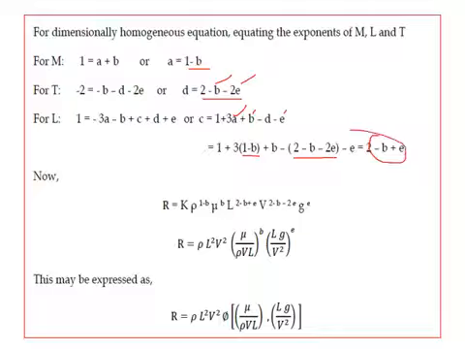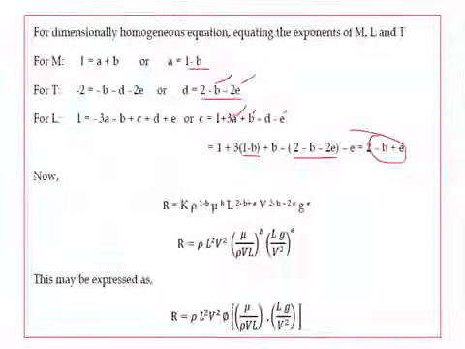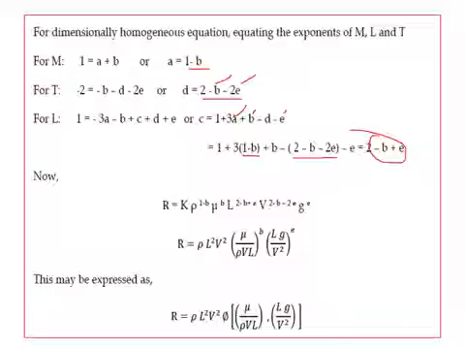So substitute here A as 1 minus B, B as it is, C as 2 minus B plus E, then D as 2 minus B minus 2E, and G to the power of E. So therefore it is written as rho to the power of 1 here, L square, and v square is written. So R by rho L square v square is one of the dimensionless terms.